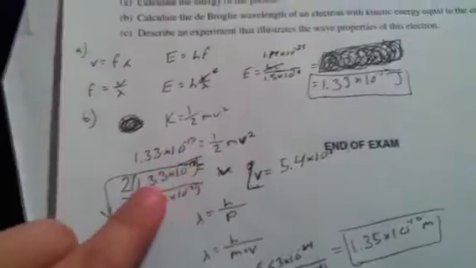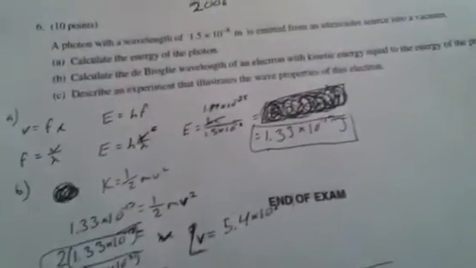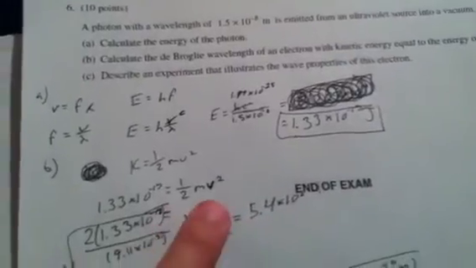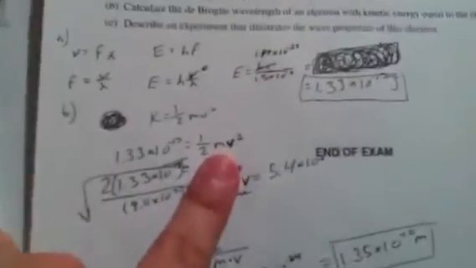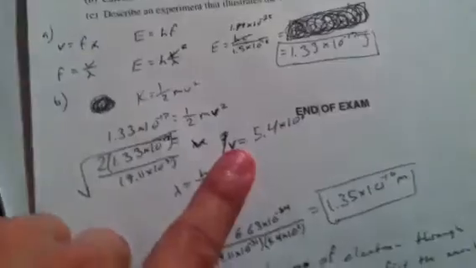Then part B asks to calculate the de Broglie wavelength of an electron with kinetic energy equal to the energy of the photon. Kinetic energy equals 1/2 mv squared, and I set that 1/2 mv squared equal to the energy we found in part A. Then I plugged in the mass of an electron for m right here, and just used algebra to find v, or to find this velocity.